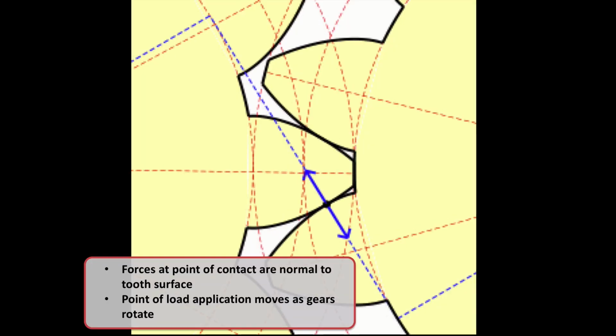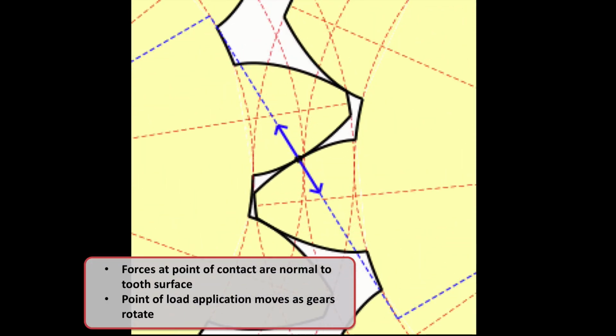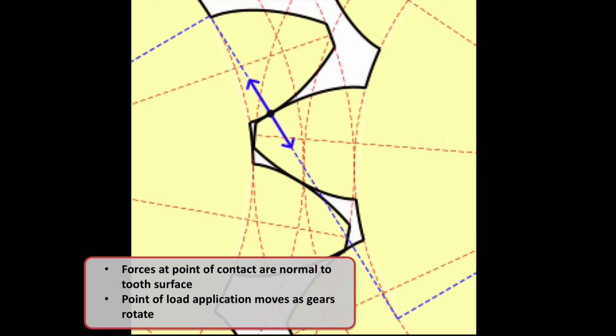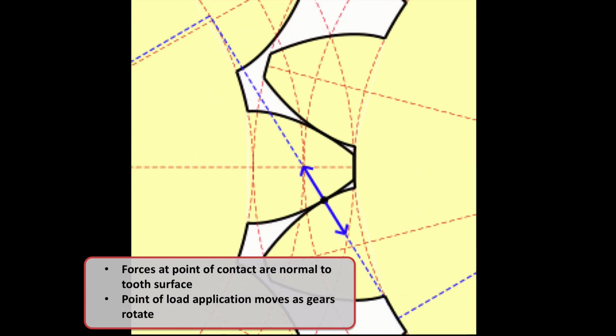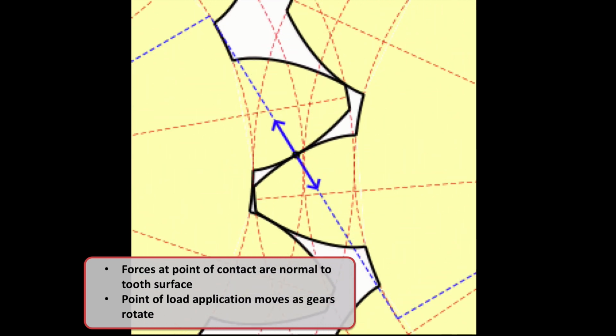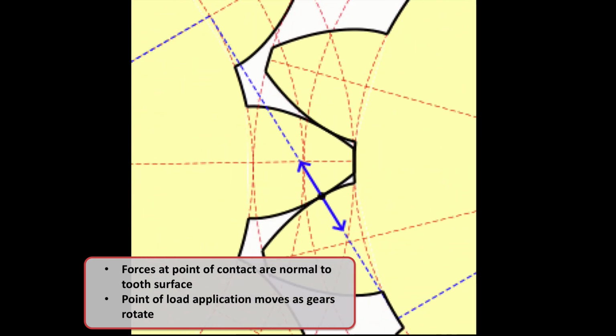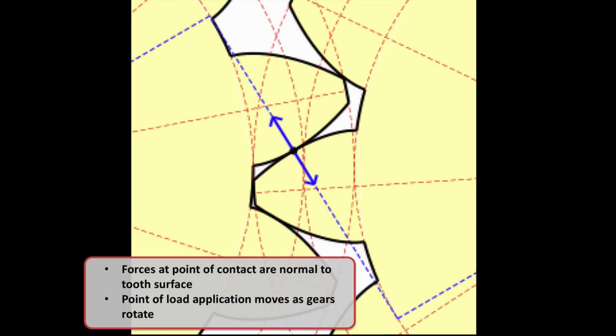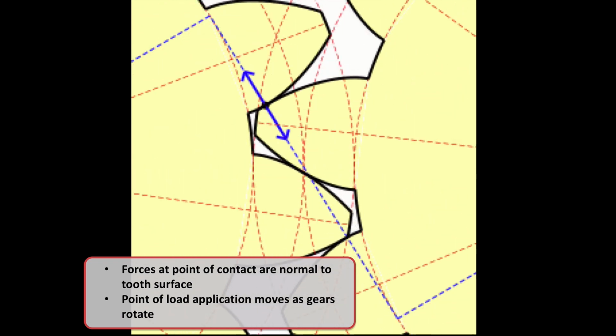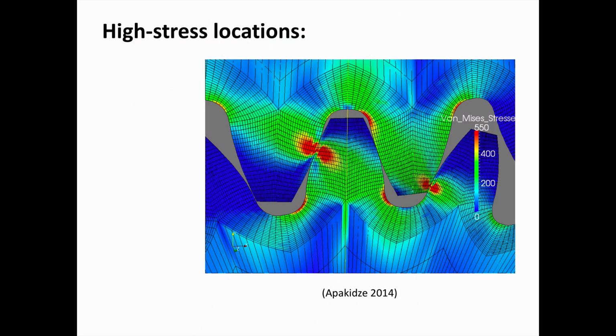So first question is, what loads are applied to gear teeth? Here we're looking specifically at spur gears, and you might recall that forces at the point of contact between teeth are normal to the tooth surface. Also, keep in mind that this point of contact moves as the teeth rotate. So what do gear tooth stress fields look like?